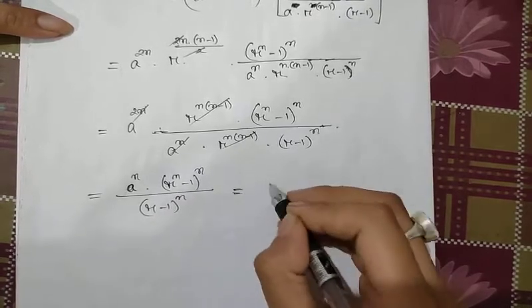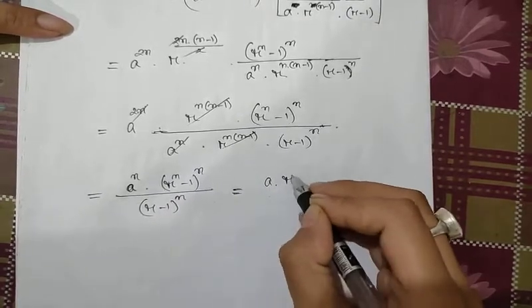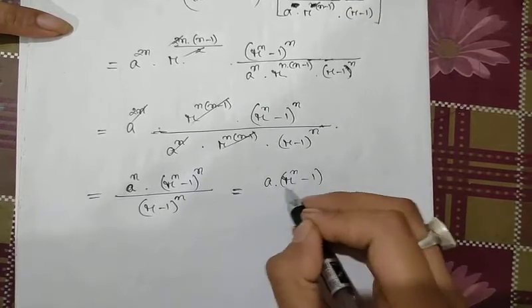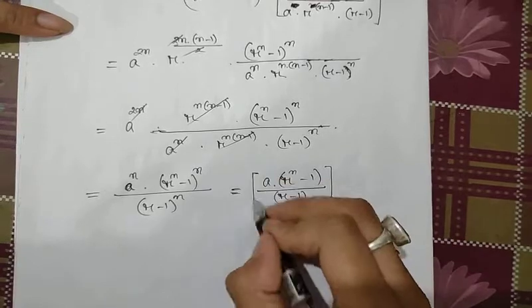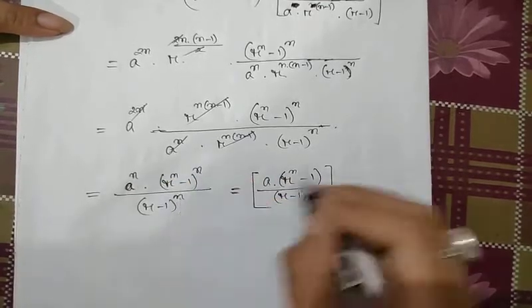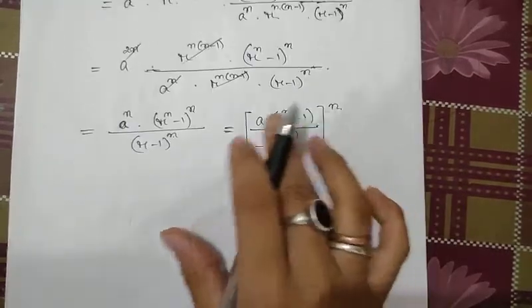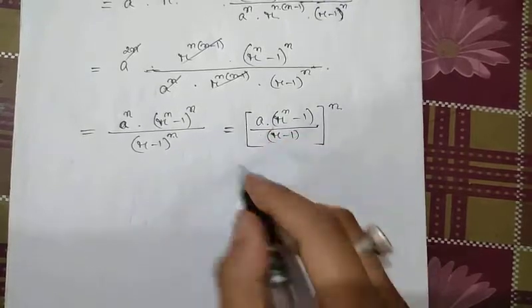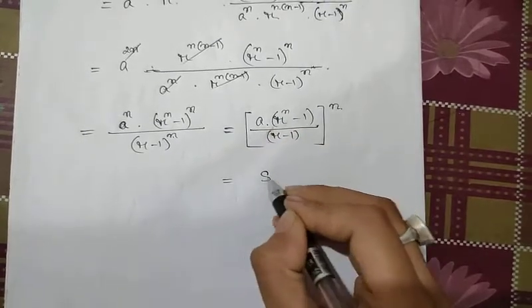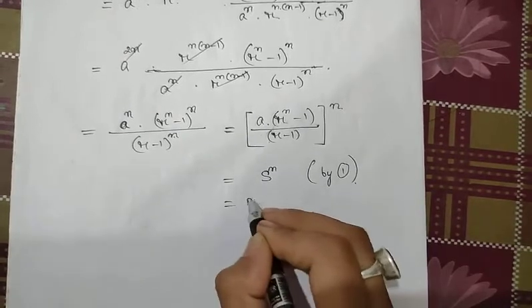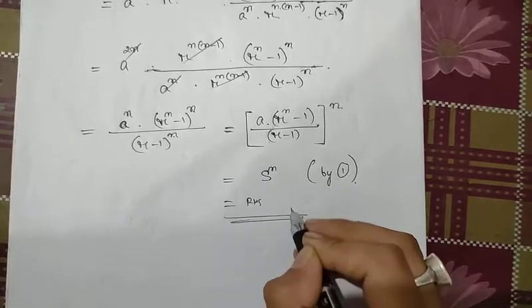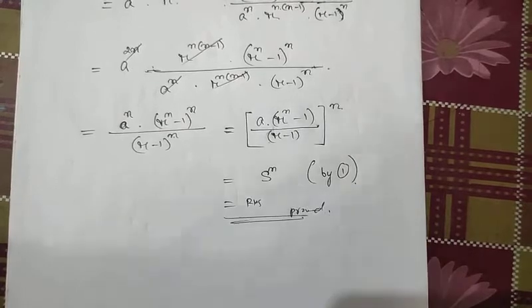So we can write it this way: a into r to the power n minus 1 divided by r minus 1, whole to the power n, because here n, here n, here n. Now this is the formula of s to the power n, which equals your right hand side. Proved.